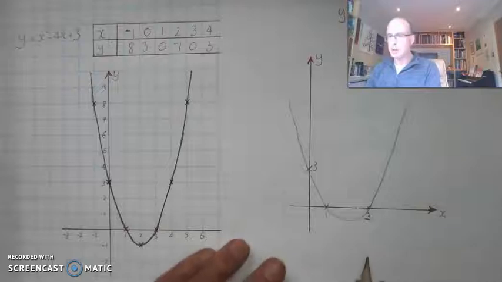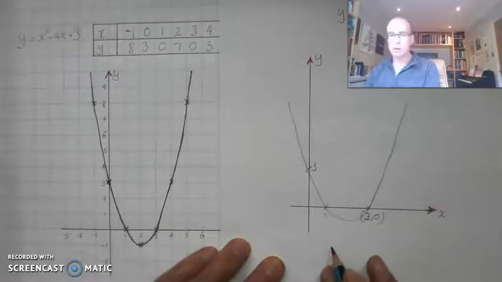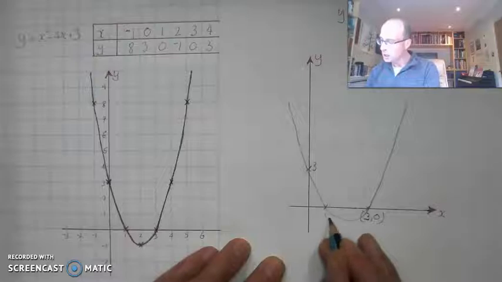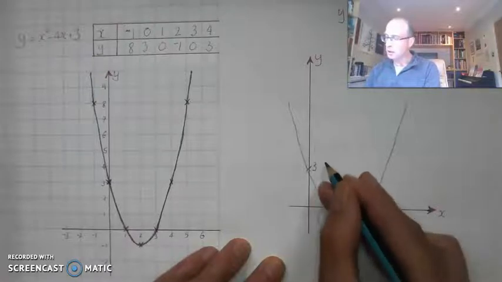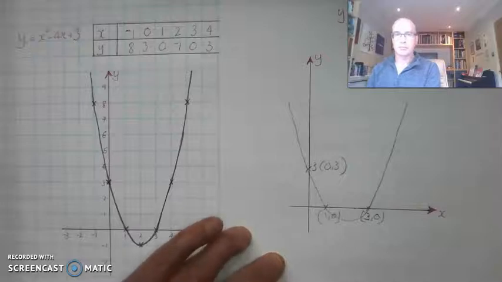What I would normally do is put coordinates on, so I put on the coordinates 3, 0 and 1, 0, and this was the point 0, 3.